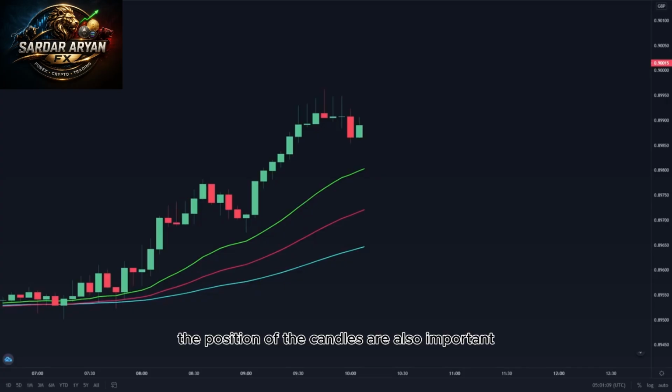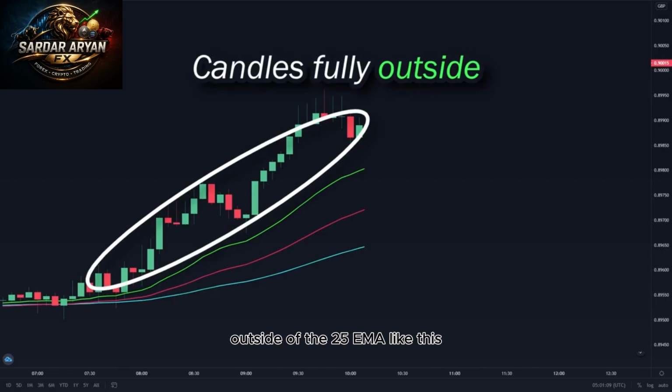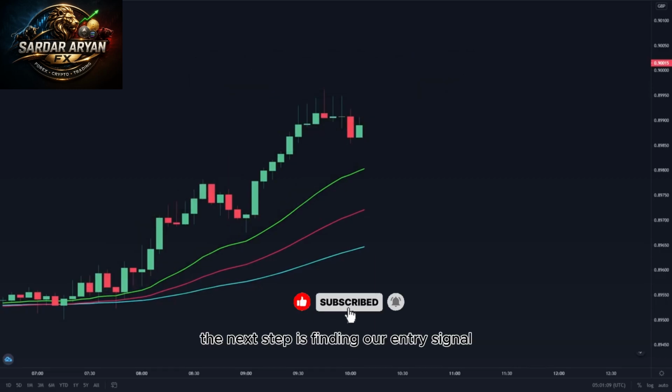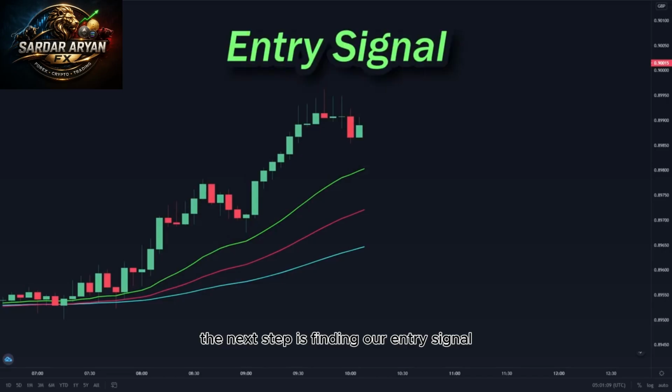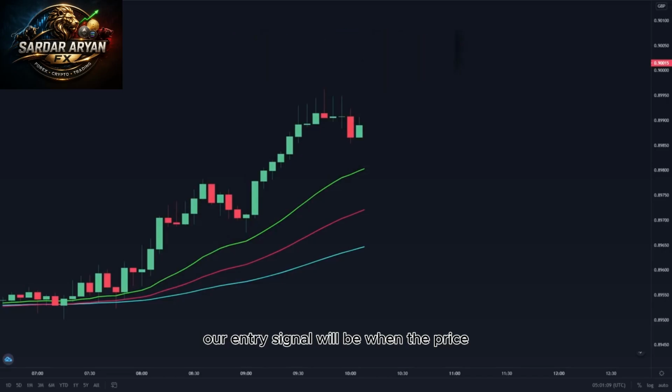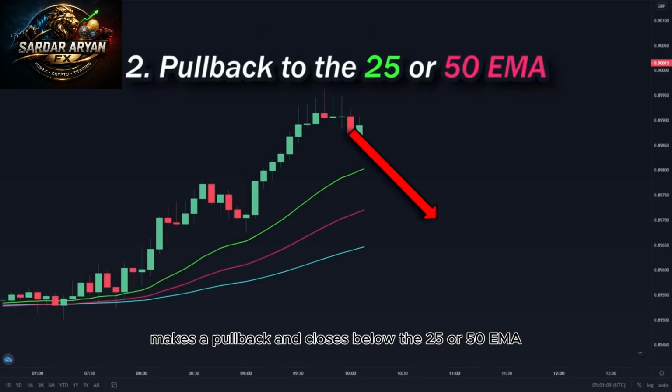The position of the candles are also important. You want to find a setup where the candles are fully outside of the 25 EMA like this. So, once you've identified the setup, the next step is finding our entry signal. Our entry signal will be when the price makes a pullback and closes below the 25 or 50 EMA.